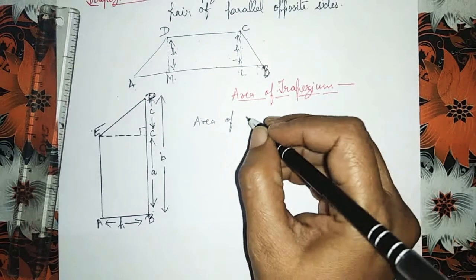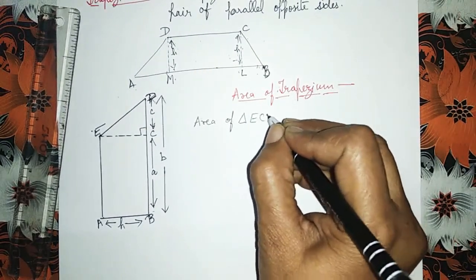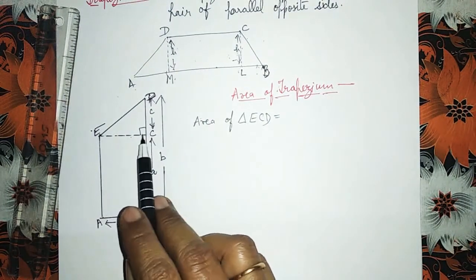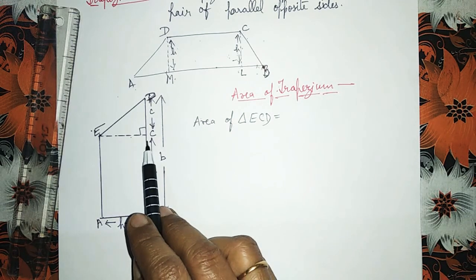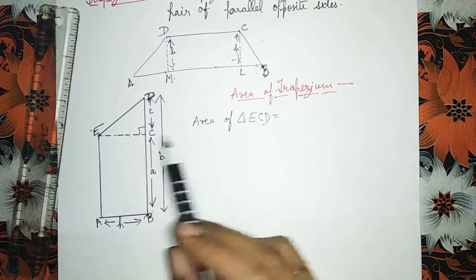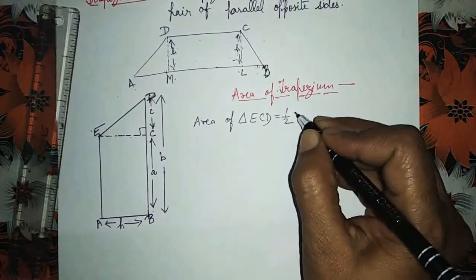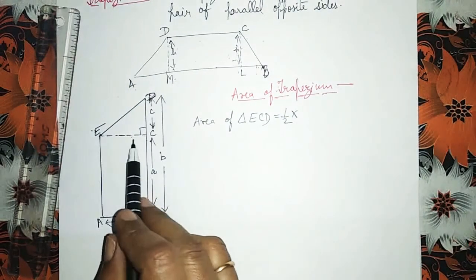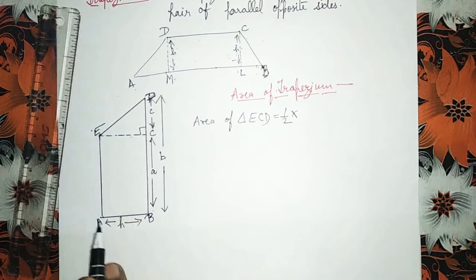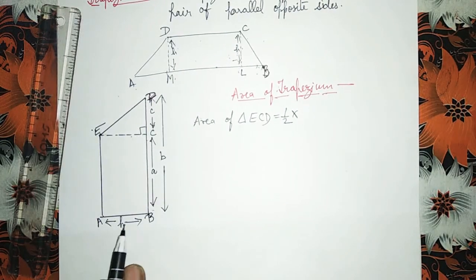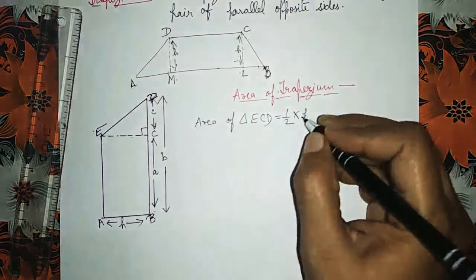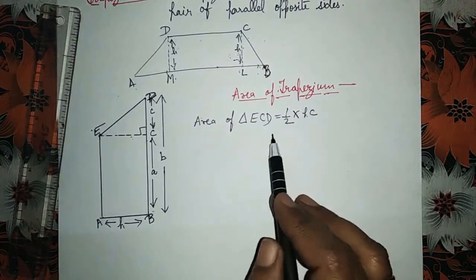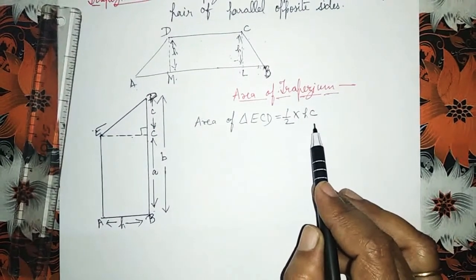Area of triangle ECD. Okay, for area of triangle, formula is half into base into height. Okay, here half we will write, and height how much? Height is this EC. For this we can take H because it is equals to AB. So H we can write here, and C. Okay, what is C? C is base. Now area of triangle ECD is equals to half HC.